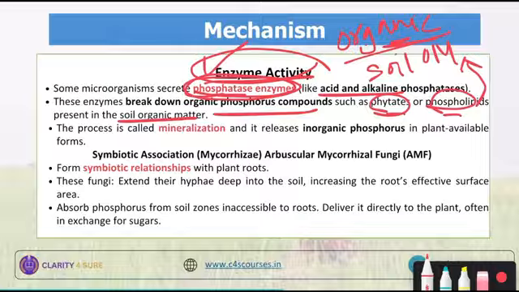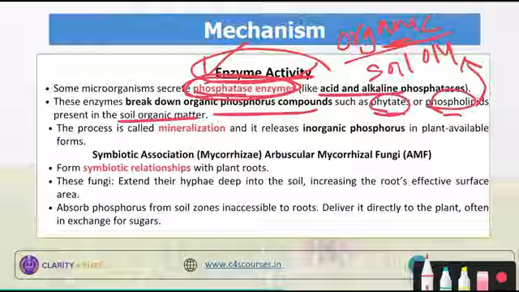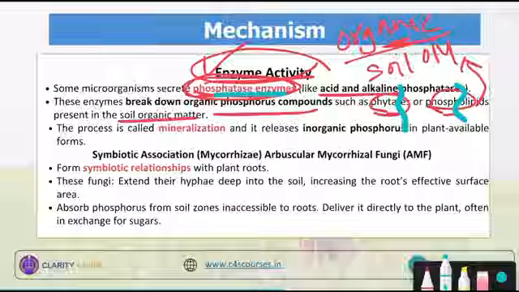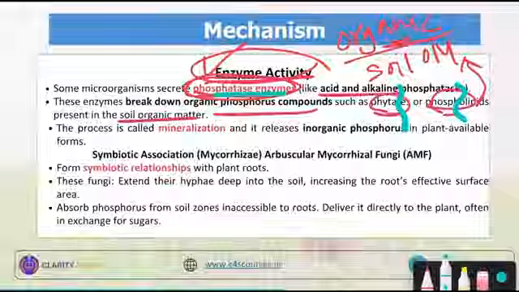But here come the phosphorus solubilizing microorganisms to our help. They are going to help us by secreting the phosphatase enzyme, which is going to break that bond, making it visible, making it available, making it soluble to the roots.